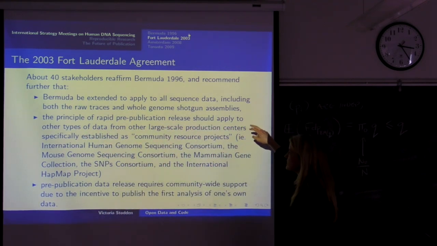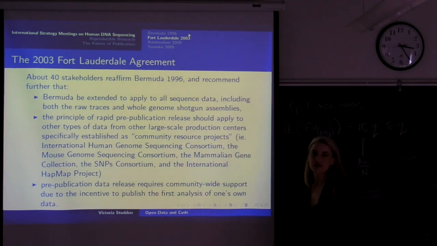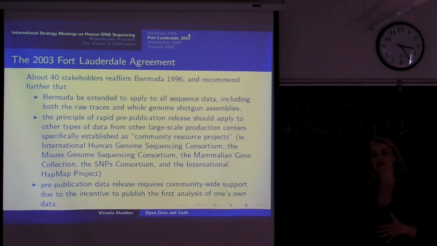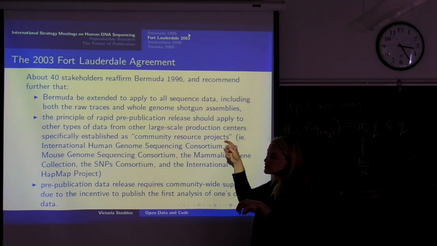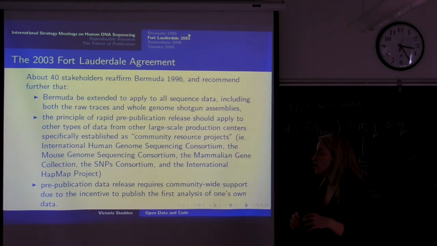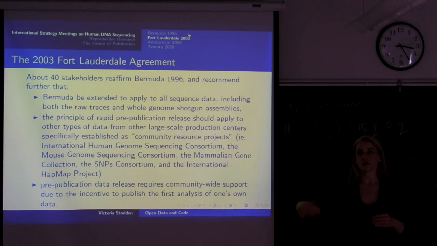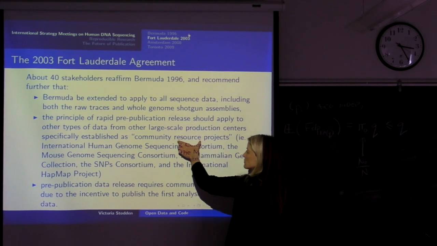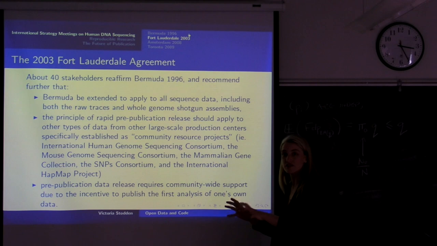The principle of rapid pre-publication release should apply to other types of data from other large-scale production centers, and they called these community resource projects. This sounds almost like a throwaway phrase, but it was very important. They came to an agreement that there were certain community resource centers. One of the reasons funding agencies decided to invest in these centers, putting the money into the sequencing equipment rather than having a more diffuse number of labs all over contributing, was to centralize the capital investments. To do that, you had to convince other people to give up their efforts, and to do that, you had to guarantee them they were going to get the data coming out of those community resources. So this is part of saying, we're going to do this in a slightly more centralized way, and don't worry, you're going to get the data. It's on that daily release cycle. You don't have to sequence it all yourself.